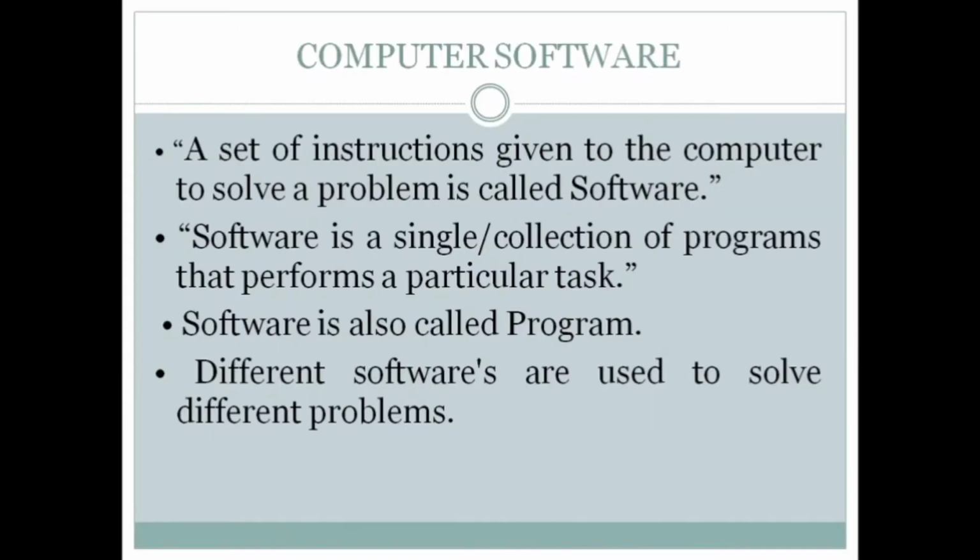Here, the first thing is, what is computer software? Computer software is a set of instructions given to the computer to solve a problem, and the set of instructions is called the program here. A software is a collection of programs that performs a particular task. It means every software is designed to perform a specific task.